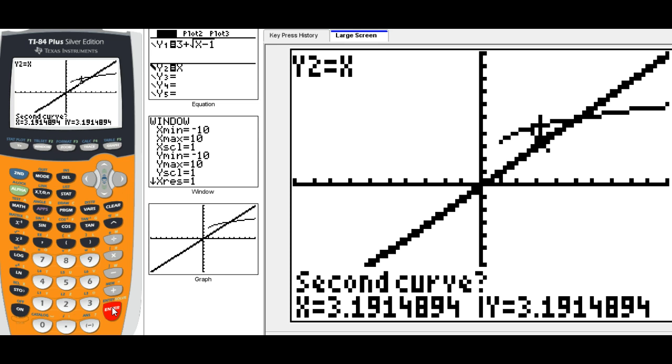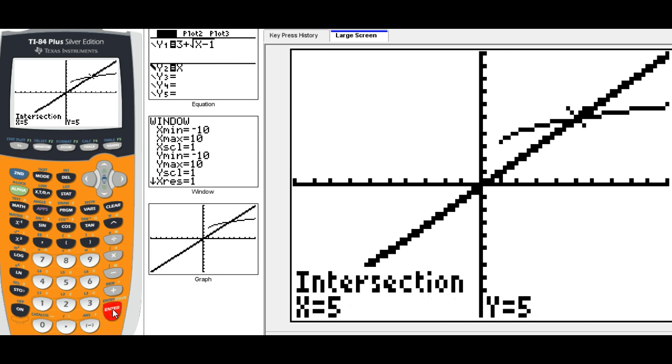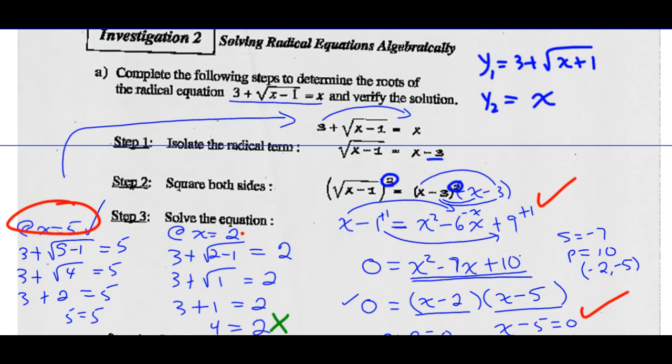Second curve, well, it's blinking on the line. That's great. Do you have to make a guess? No, you only have to make a guess if there's more than one point of intersection. There's only one point of intersection in this equation, and that occurs when x is 5. So that also satisfies the equation we had here. The only true solution was x is 5. All right.